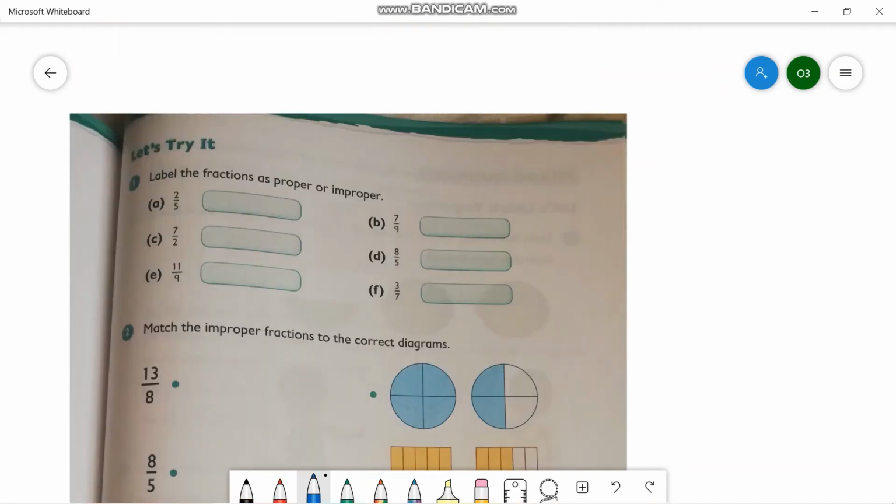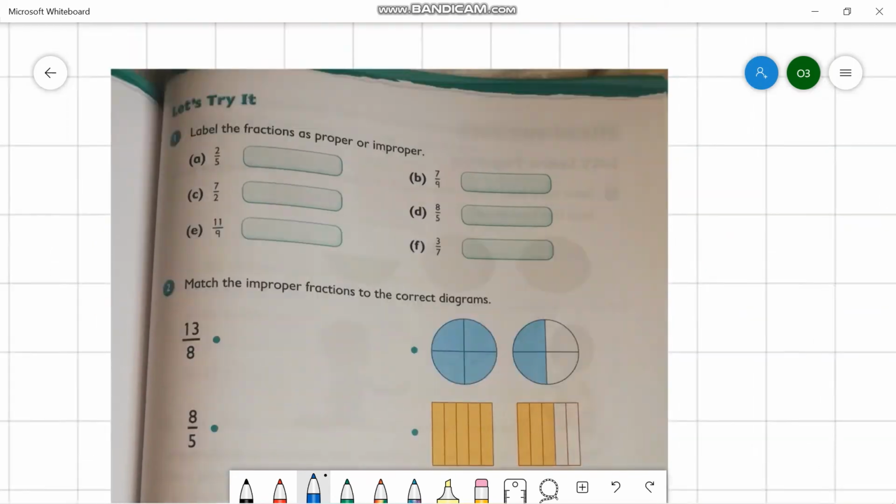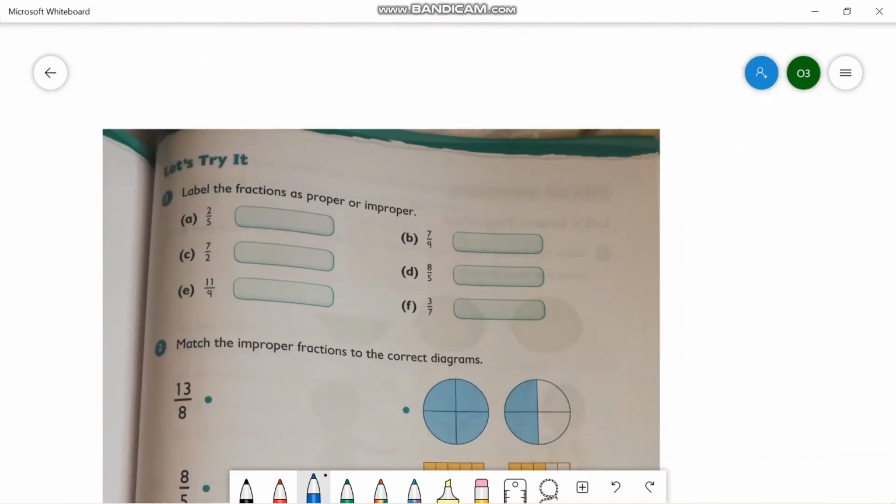Now let's see if we can answer these exercises in the student book. Let's go to page 161. Number 1. Label the fractions as proper or improper. So you're going to identify these fractions as proper or improper. So I will answer letter A. 2/5. So the numerator is smaller than the denominator. Is it proper or improper? It is proper.